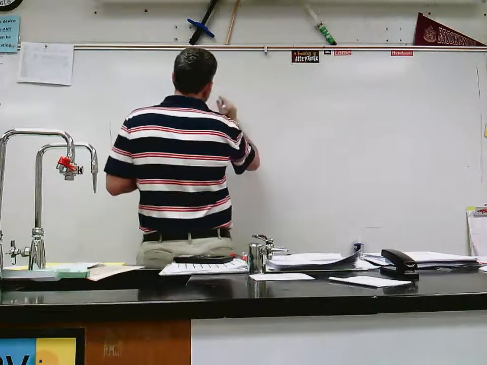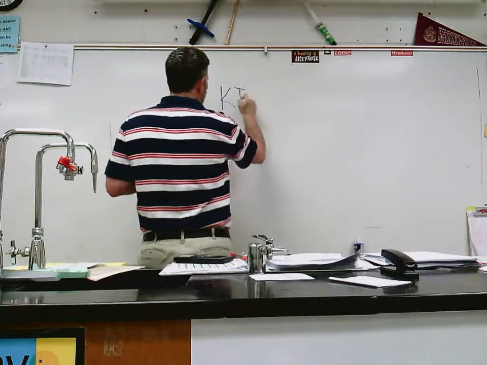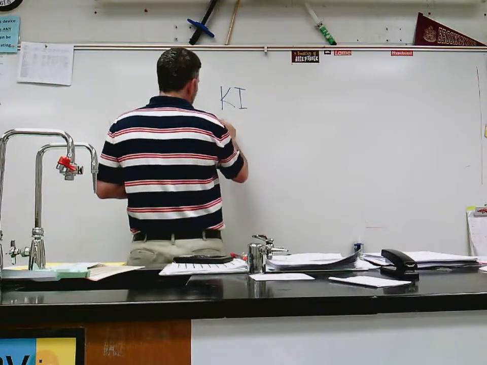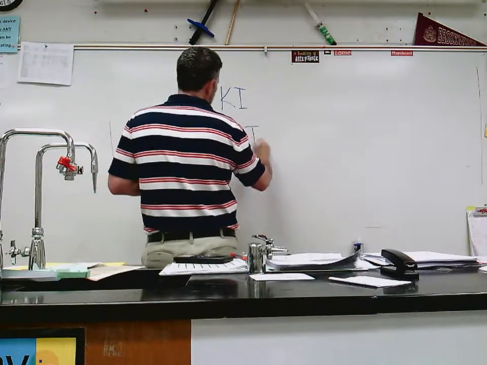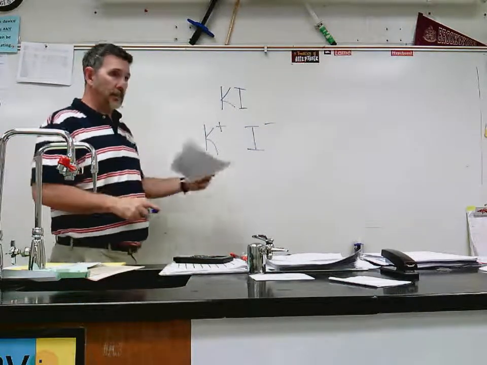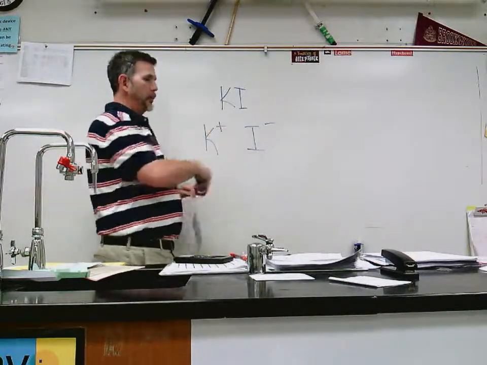What is dissociation? Use KI as an example. Well, that's pretty easy. KI is an ionic compound. Ionic compounds dissociate, and they become their common ions. They break apart. This molecule is broken apart.